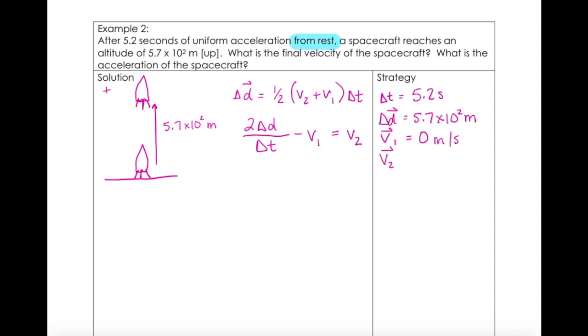Okay, so plug in the values that we know. We get 2 times 5.7 times 10 to the second meters, all over delta time, which is 5.2 seconds, minus our initial velocity, which in this case is 0 meters per second. And so whenever we solve for this, we'll get 219.23 meters per second. That's our v2.